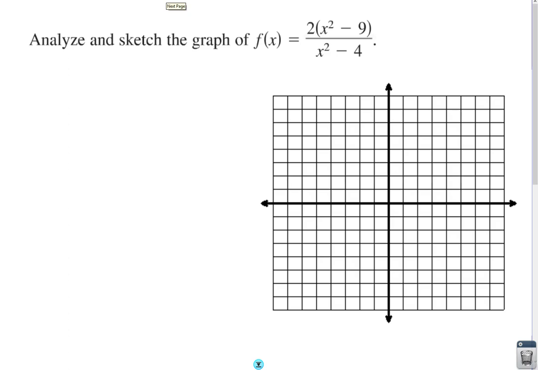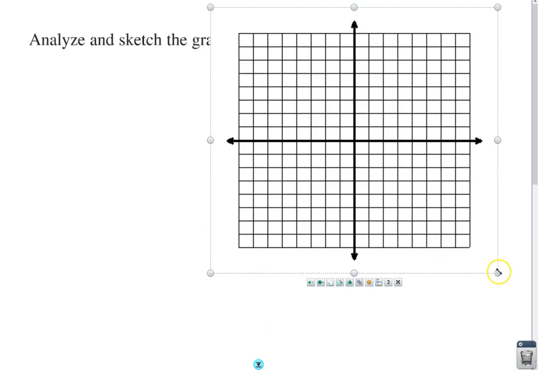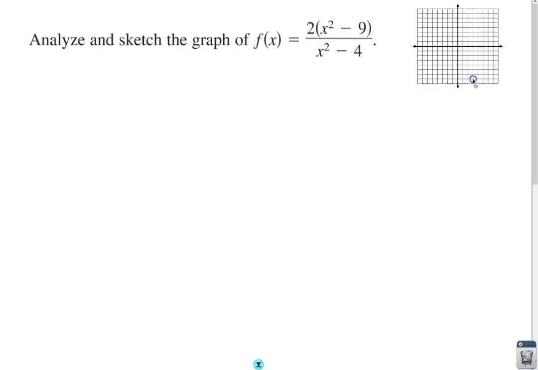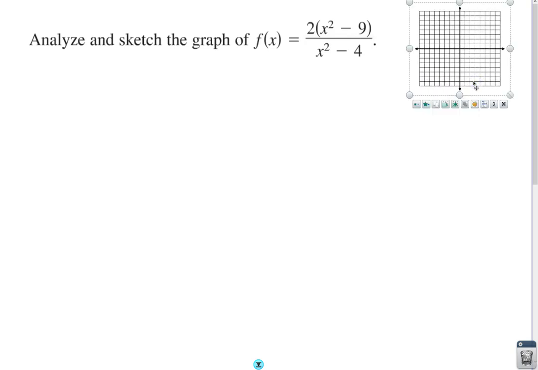No problem. Okay, so analyze and sketch the graph of 2 times x squared minus 9 over x squared minus 4. I'm actually going to take this graph and shrink it, set it off to the side for a second. I'm going to come back to that. I feel like I have a lot of work to do before I get close to touching the graph.